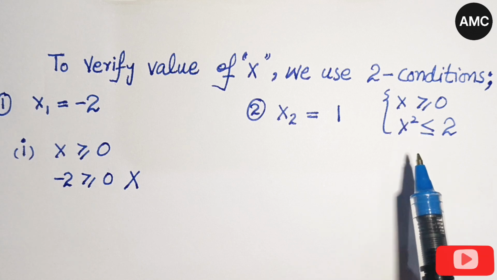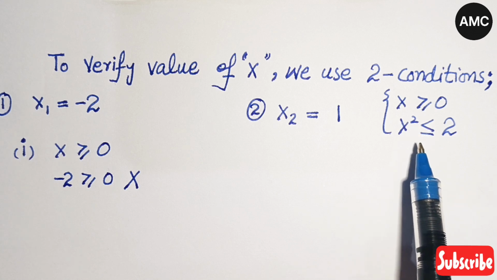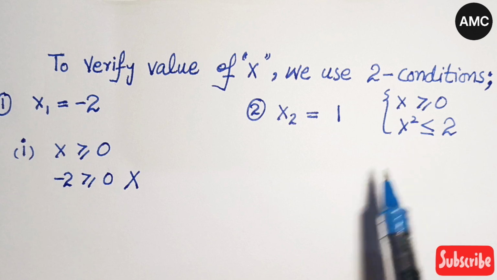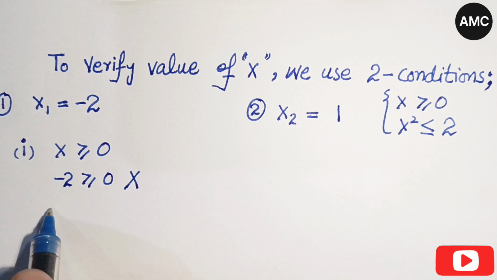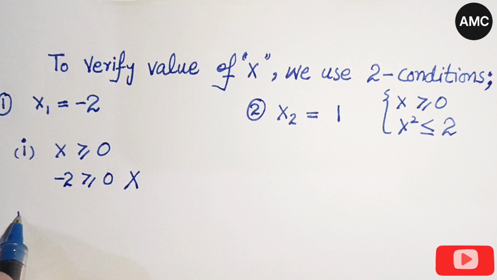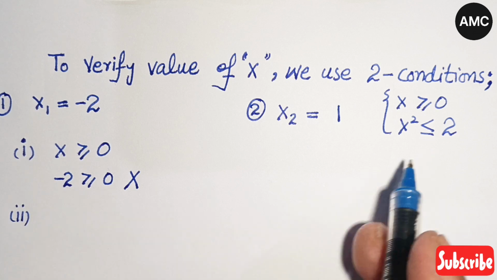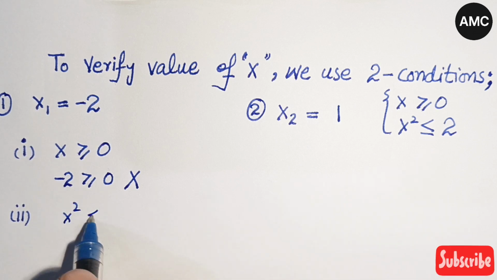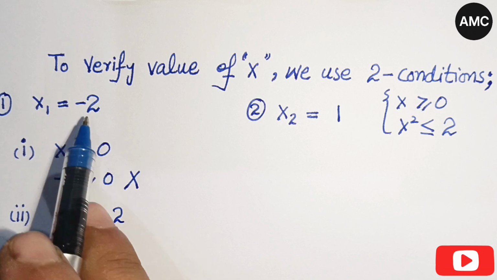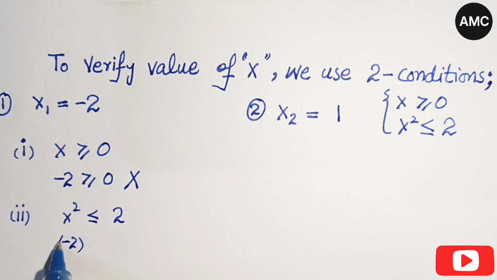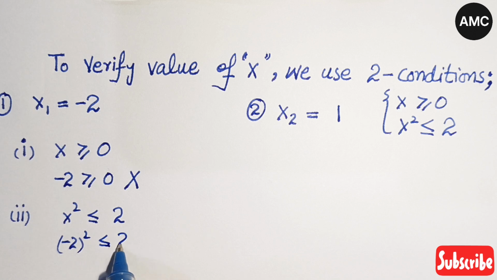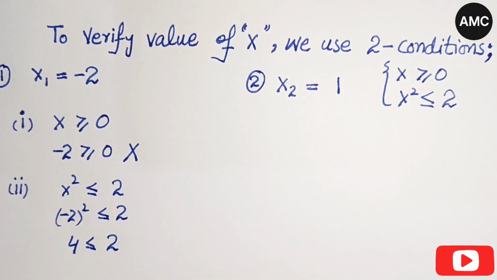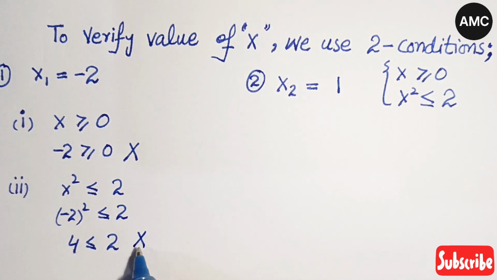Similarly, if we check our second condition, that is x squared is less than or equal to 2, here the value of x is −2, so (−2) whole squared is less than or equal to 2. Here (−2) squared is 4, is it less than or equal to 2? As we know that 4 is actually greater than 2, so it is rejected. We reject our first value here.